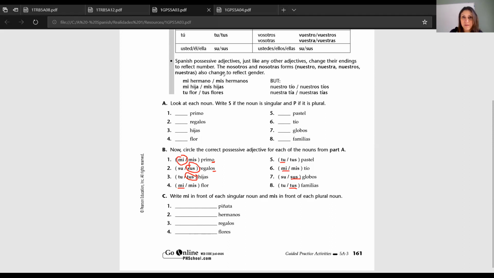So let me change to text. Go ahead. So what would this one be? Mi piñata. Mis hermanos. Mis regalos. Y mis flores.